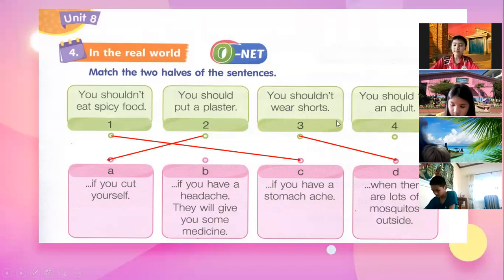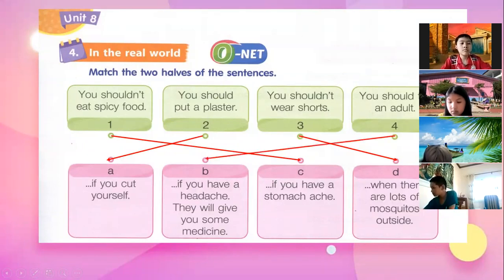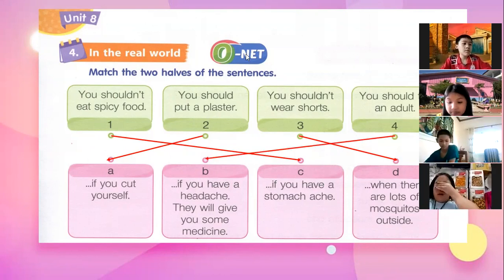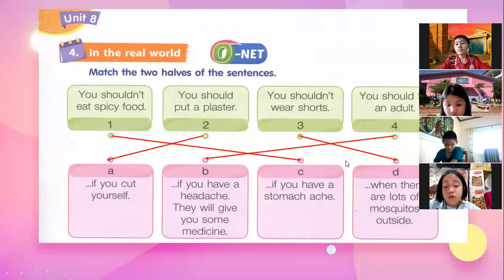You shouldn't wear shorts when there are lots of mosquitoes outside. And number 4, match statement B. You should tell an adult if you have a headache, they will give you some medicine. Okay, students, you already wrote down in your book, you matched already?